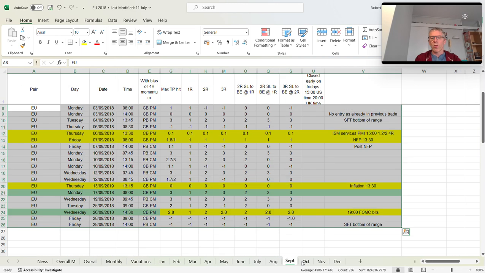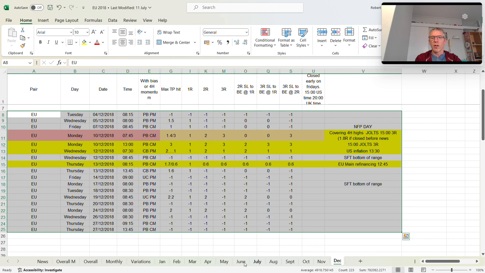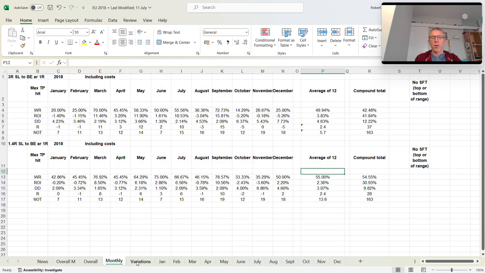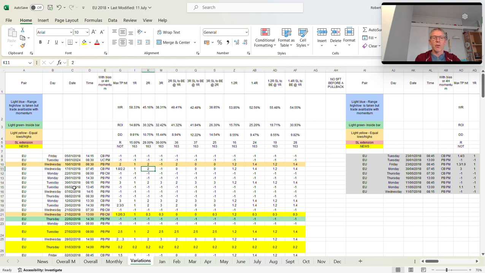Once I've got all of my years completed, and I've filled in my monthly on all of them, I transfer everything over to the variation sheet. So that's just run from January to December. And then I do exactly the same thing again, but obviously with the full year. So for the full year there, I got a 54.5% win rate. Overall, it was like a 30% ROI on the year.